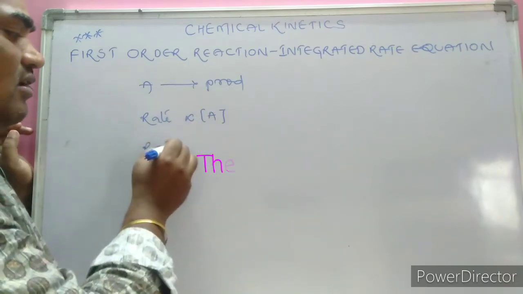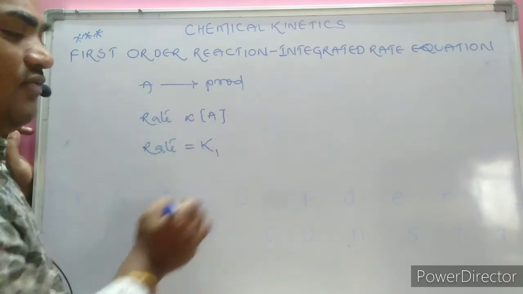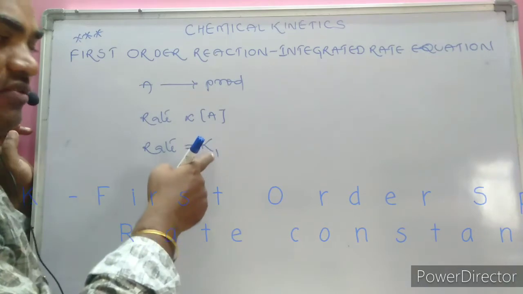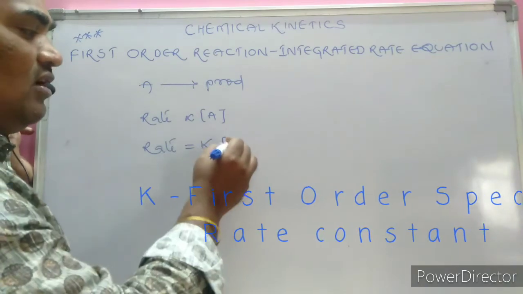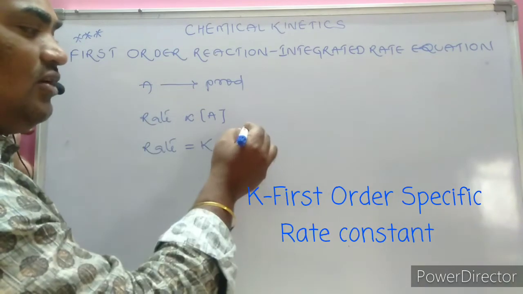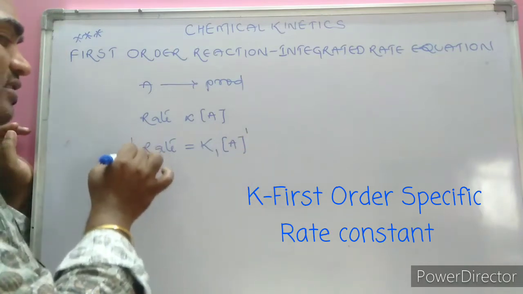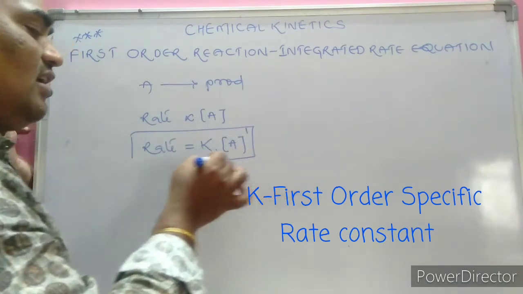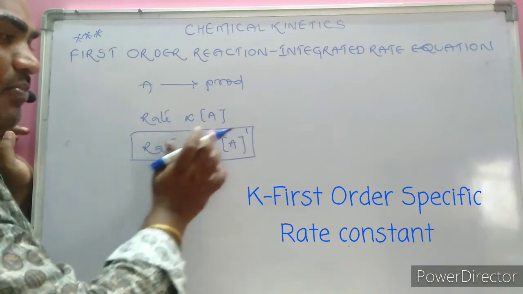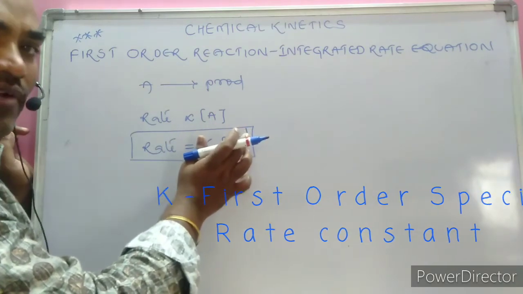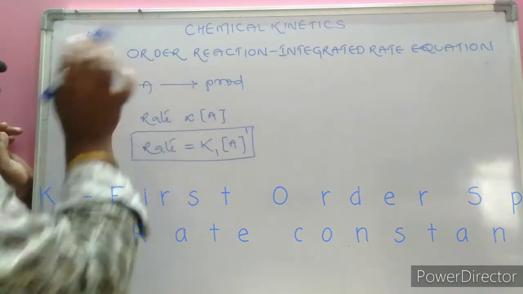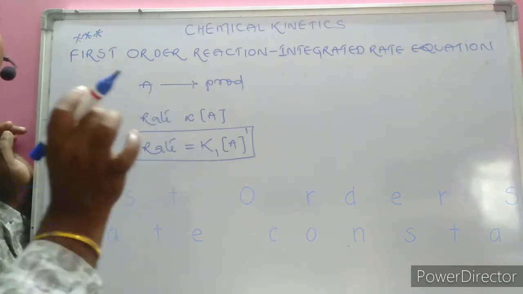By removing the proportionality, we get a constant that we call the first order specific rate constant K1, times the concentration of A to the power of 1. Hence, this equation is called the rate equation, and the rate depends on the concentration of only one reactant. Hence, it is said to be a first order reaction.